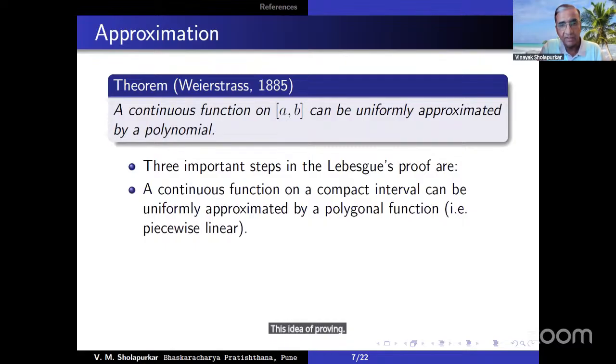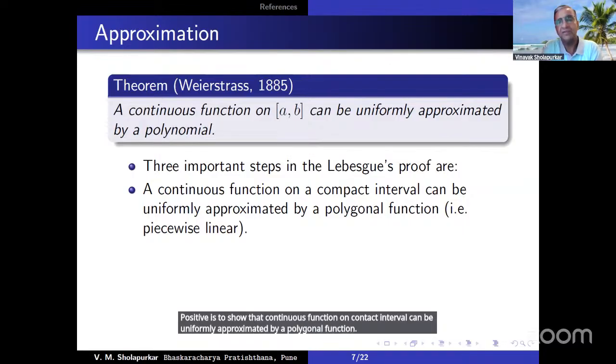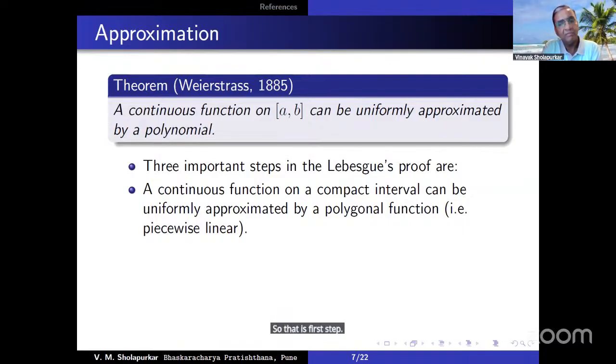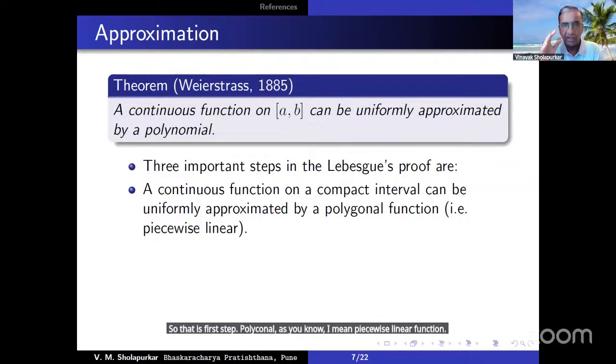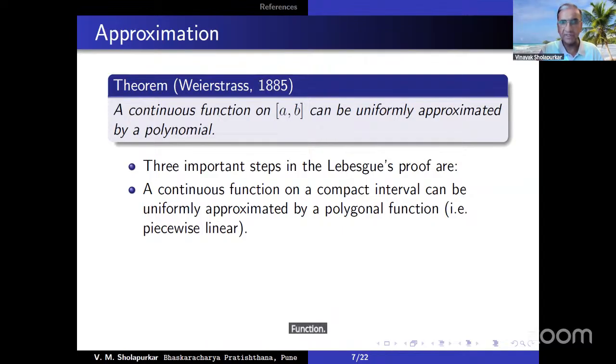What Lebesgue does is, the first step is to show that a continuous function on a compact interval can be uniformly approximated by a polygonal function. By polygonal, as you know, I mean a piecewise linear function. So a continuous function on, say, a closed interval [a, b] can always be uniformly approximated by a polygonal function. Each of these steps, I suggest that you can later try to prove.